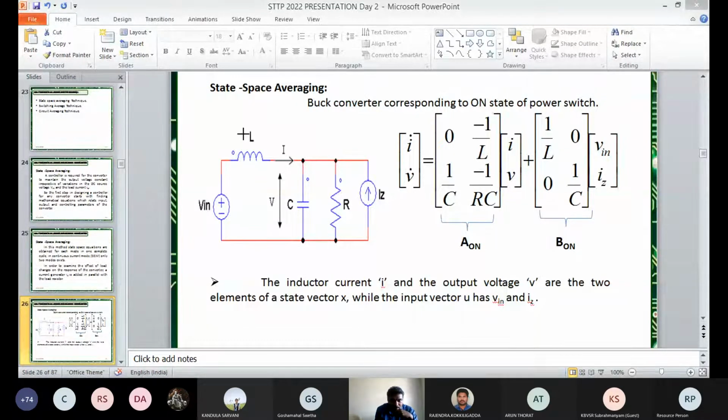And for the second state equation, I am writing the expression for the current through the capacitor, IC. The current through the capacitor IC equals the inductor current IL minus the load current I. The expression for the load current I is V by R. Therefore, IC equals IL minus V by R. The expression for IC is C times dVc by dt.